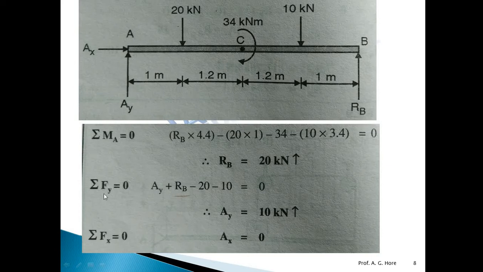Then apply summation Fy: plus Ay minus 20 minus 10 plus RB. We have already calculated the value of this RB, from equation number 1. So here the only unknown is Ay, and if we put this value of RB, you will get Ay. Now summation Fx is equal to 0. Here only Ax is a horizontal force, no other horizontal force, and also no other inclined force is there. So the value of Ax is 0. So these are the values of the support reactions at point A and at point B.